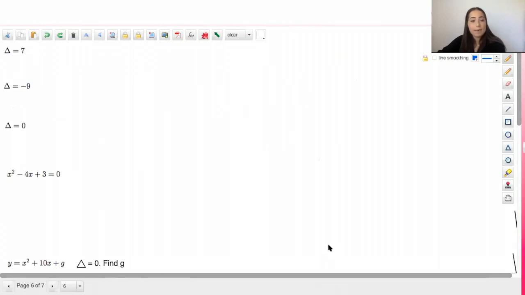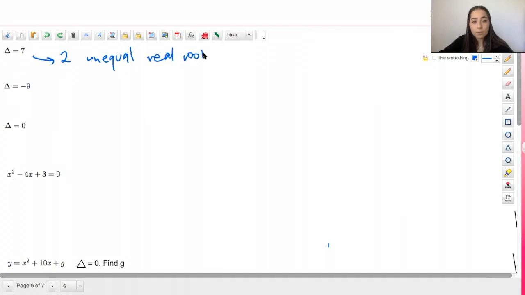Okay, so let's move on to some examples. What does it mean when it says that your discriminant is equal to 7? Like we said previously, if your discriminant is greater than 0, then it means that we have 2 unequal or different real roots. Then if your discriminant is something like -9, so -9 is less than 0, which means that you have no real roots because we can't have a negative under the square root.